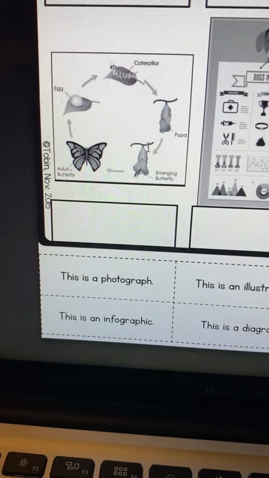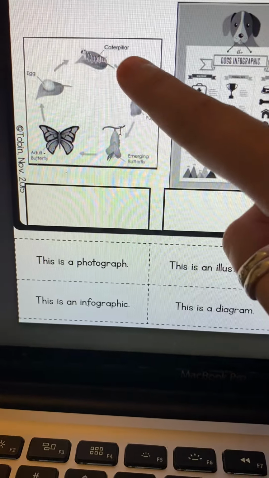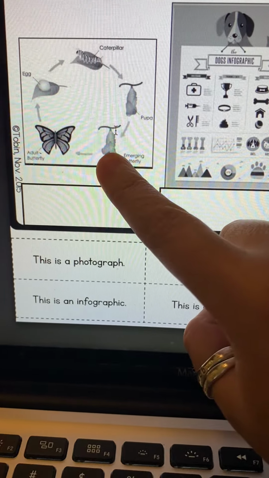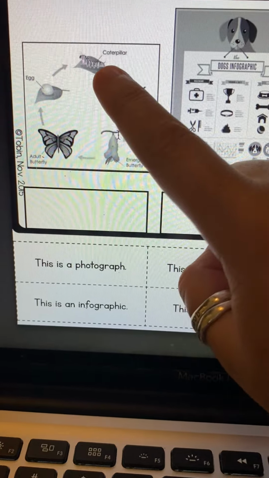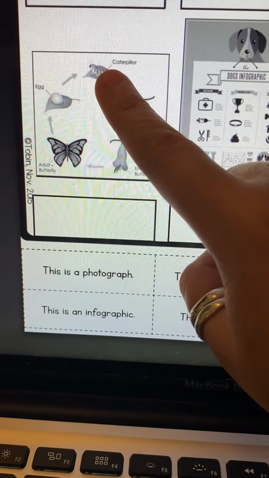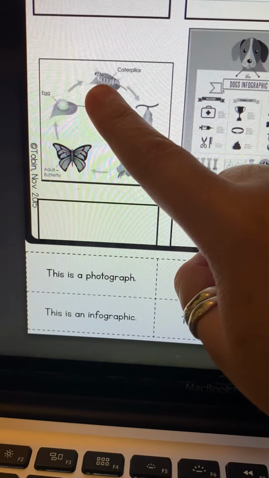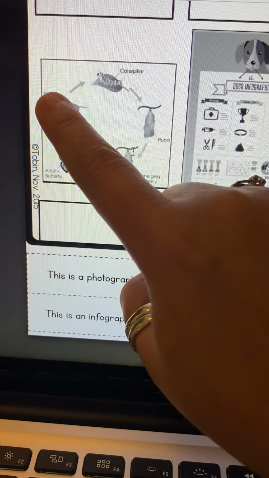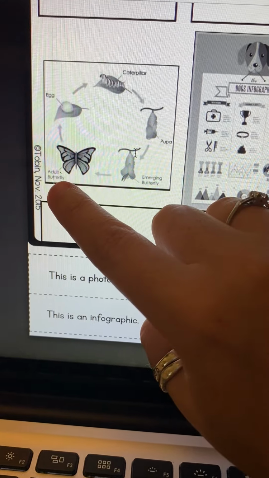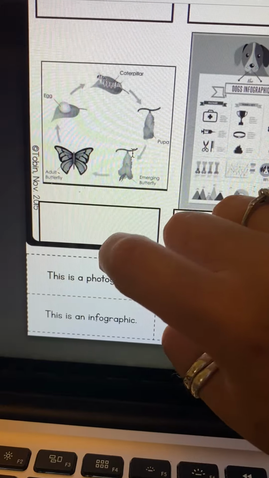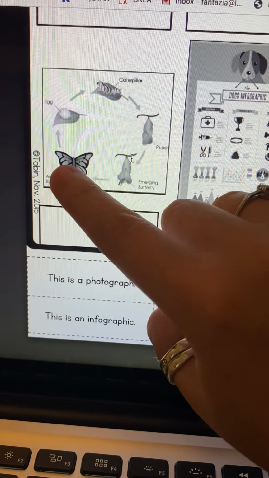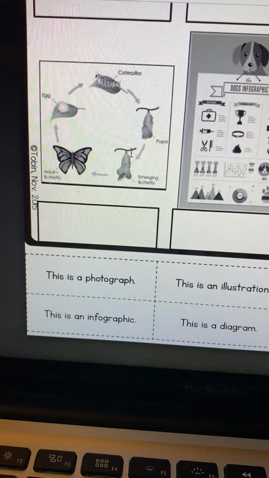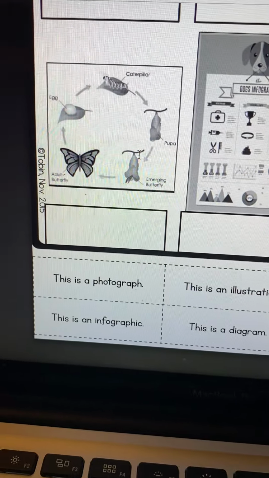The next one is a diagram. A diagram shows the cycle of something, or it also points out certain things. So for instance, this diagram shows that this illustration is a caterpillar. This illustration is an egg. So it usually has a caption next to the picture showing what it is. And this is showing the life cycle of the butterfly. So they use a diagram to show the information.